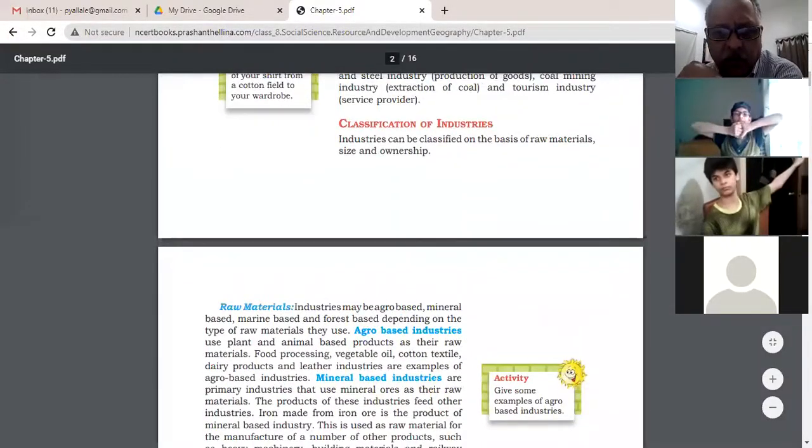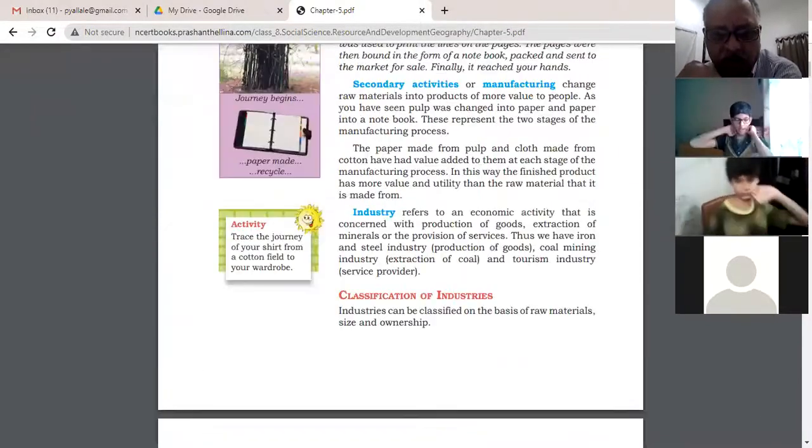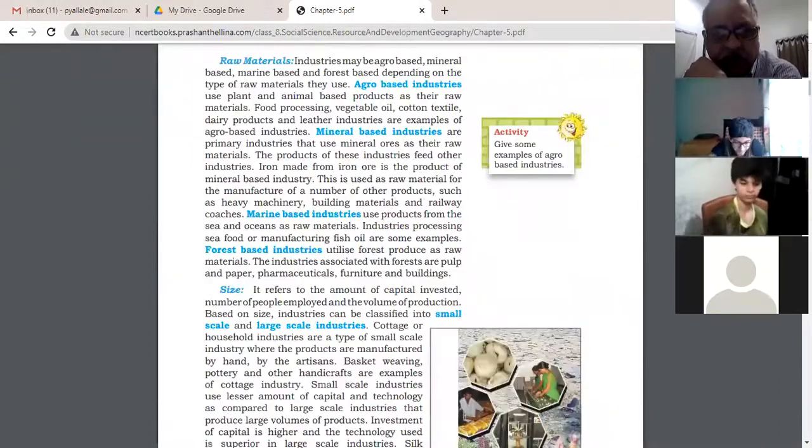Very good. A little bit more above. Bring this raw material and all this. Take the second page. This page. Okay. Good.